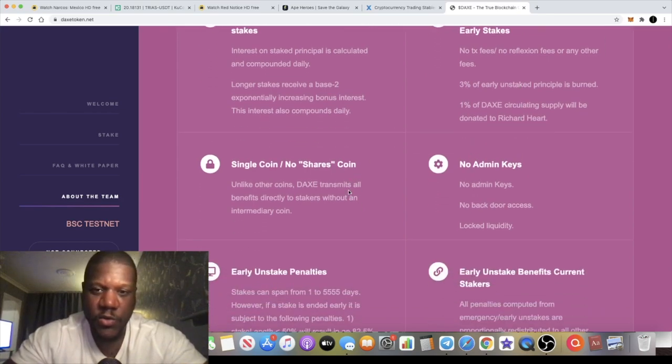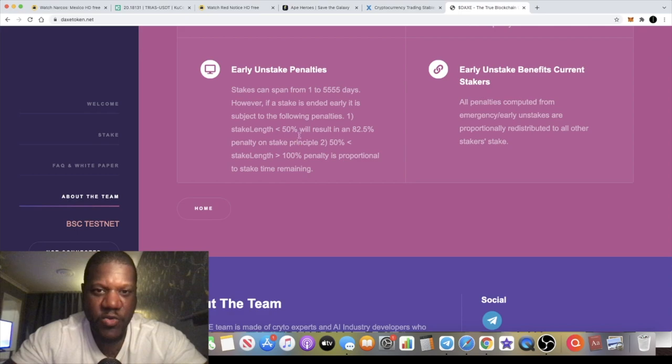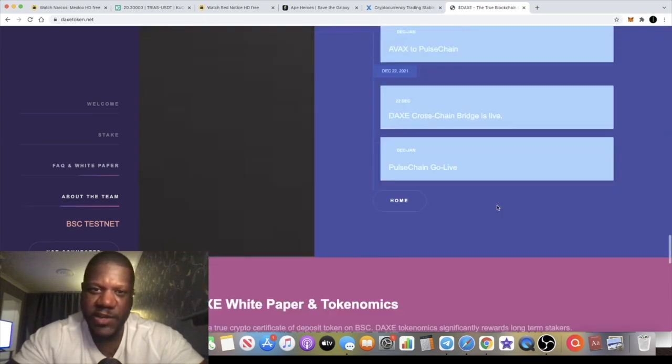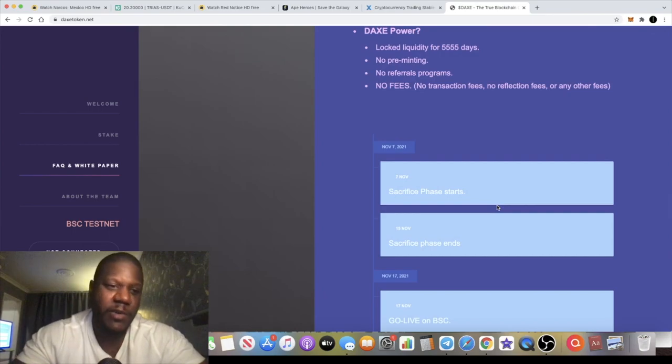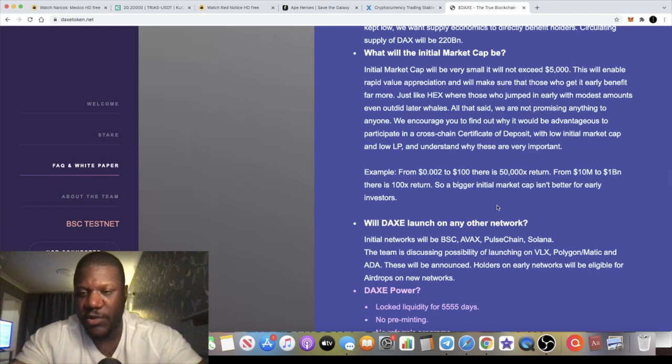Then you get single coin, no shares coin. Unlike other coins, DAX transmits all benefits directly to stakers with no intermediary coin. No admin keys. All right, guys. Locked liquidity. No backdoors. Then you get early on stake penalties. But early on stake benefits current stakers. Okay, guys. So all penalties computed from emergency on stakers are proportionally redistributed to all other stakers' stakes. So if you are holding your stakes, obviously, if anyone does early on stake, that's just going to top up your balance because that will be spread evenly amongst these stakers.